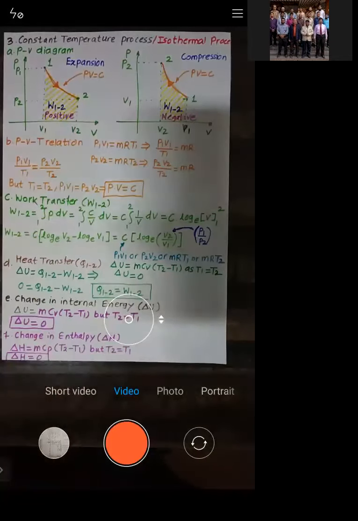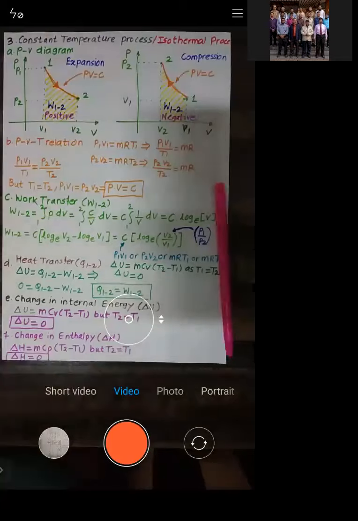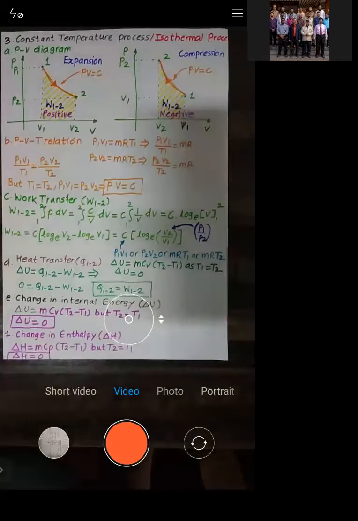So today I will conclude the session, and in the next session we will continue with the adiabatic process and polytropic process.